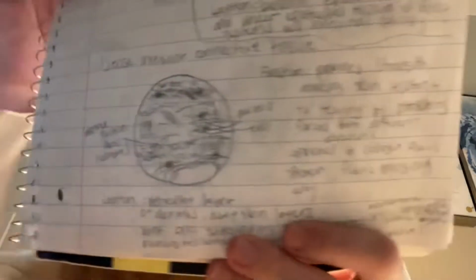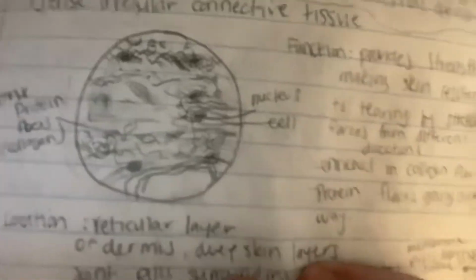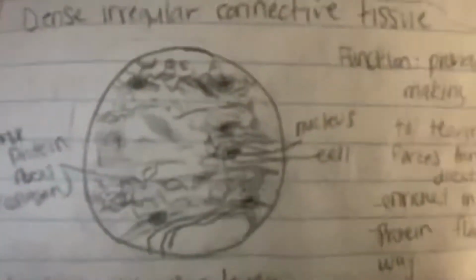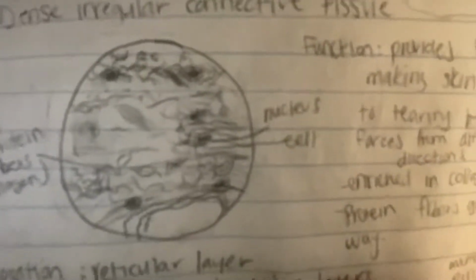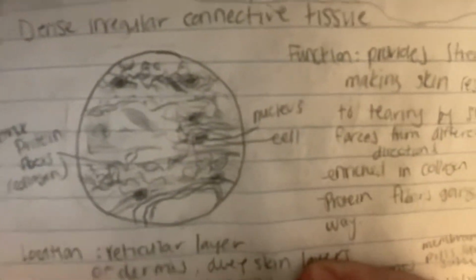So the protein fibers, again, are going every single way. And it's located in the reticular layer of your dermis, so deep skin layers. And it's also in joint capsules surrounding movable joints, membrane capsules surrounding internal organs, and membrane surrounding bone and cartilage and your heart valves. So here's just another look at this irregular, dense connective tissue, I'd say poorly drawn. I tried.